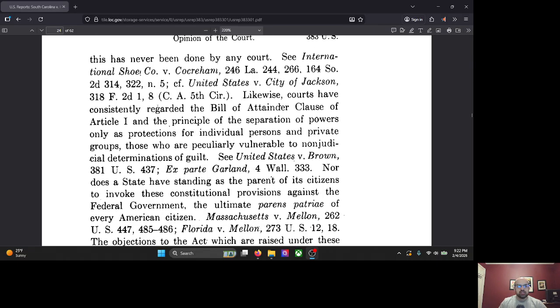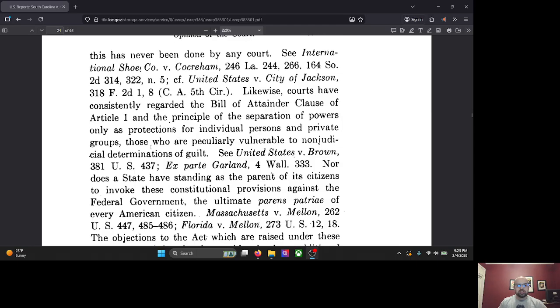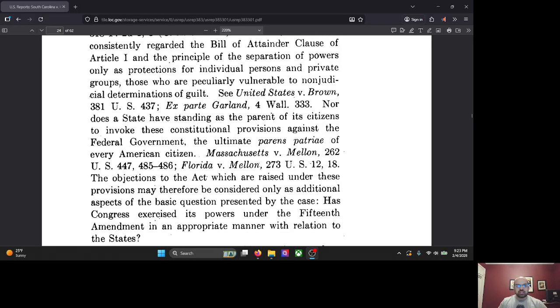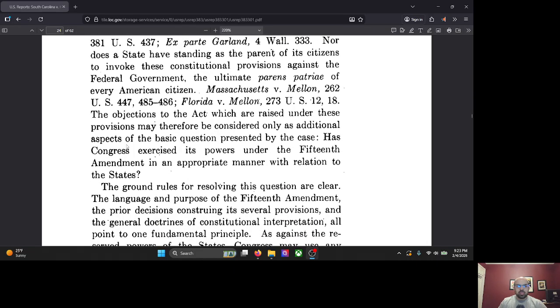Likewise, courts have consistently regarded the Bill of Attainder Clause of Article 1 and the principle of the separation of powers only as protections for individual persons and private groups, those who are peculiarly vulnerable to non-judicial determinations of guilt. Nor does a state have standing as the parent of its citizens to invoke these constitutional provisions against the federal government, the ultimate parens patriae of every American citizen. The objections to the Act which are raised under these provisions may therefore be considered only as additional aspects of the basic question presented by the case.